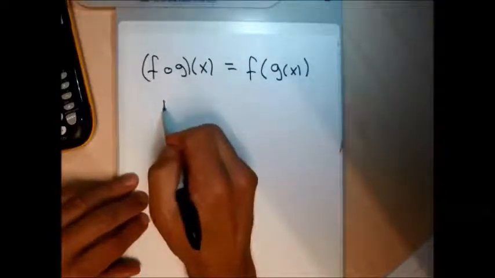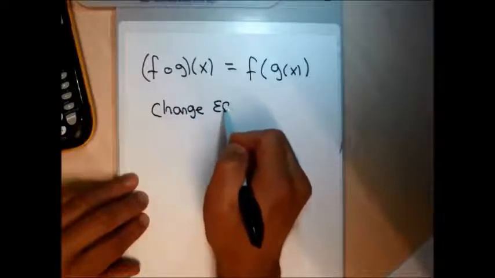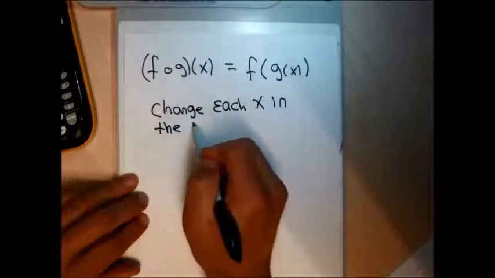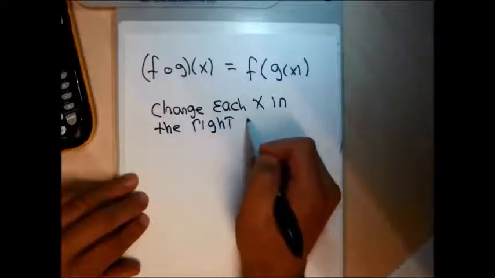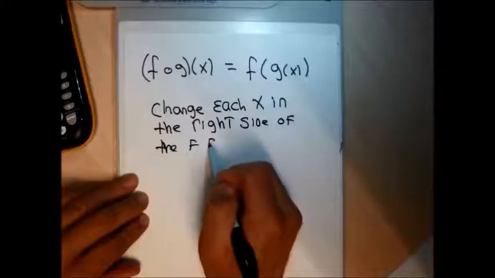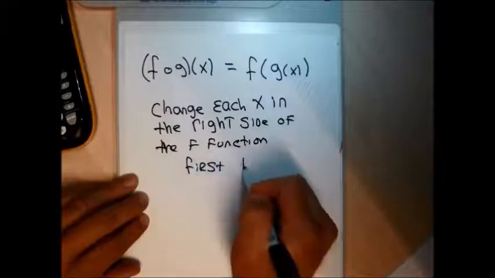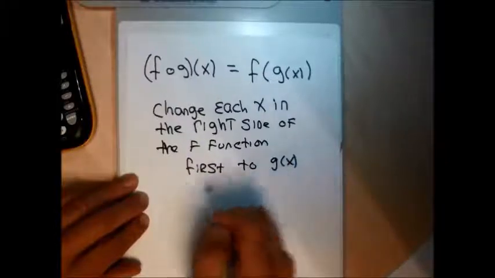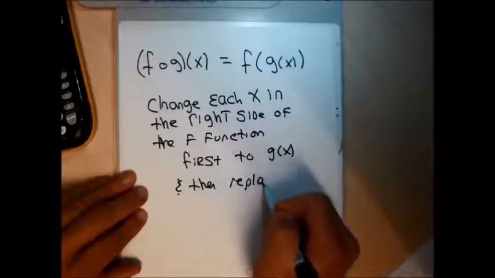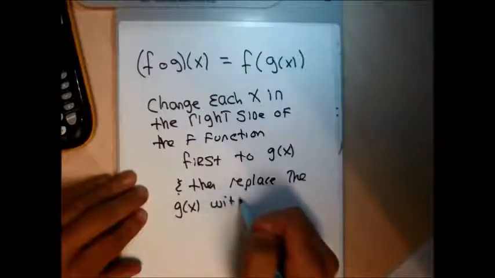This means change each x in the right side of the f function first to g of x, and then replace the g of x with what it's equal to.